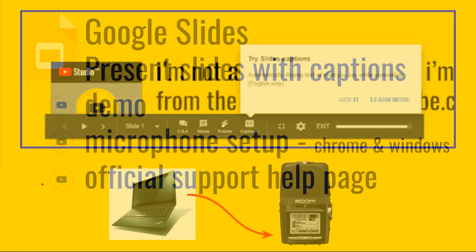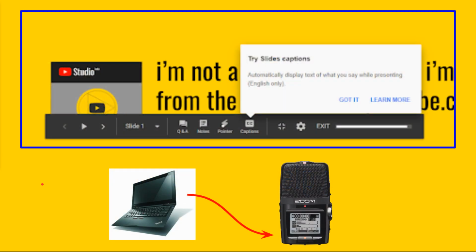Now, if we go on to the next slide, what you'll notice is, I realise this is blurred, it's a screen grab. When I start to present in a couple of moments with captions, the first time you do it, it says try Slides Captions and automatically display, and there's a help page. So the thing you're looking for to see if this feature is rolled out to you, wherever you are in the world, is this captions button, which I'll show you.